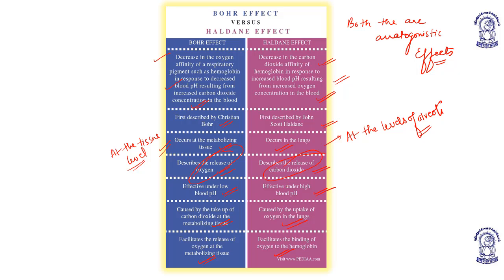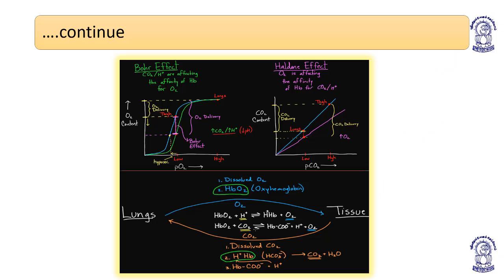The Haldane effect is effective under high blood pH, in the condition of alkalosis, and the Bohr effect under acidosis. The Haldane effect is caused by the uptake of oxygen by the lungs. The Bohr effect is caused by the uptake of carbon dioxide at the metabolizing tissues. The Haldane effect facilitates the binding of oxygen to hemoglobin, and the Bohr effect facilitates the release of oxygen to metabolizing tissues.